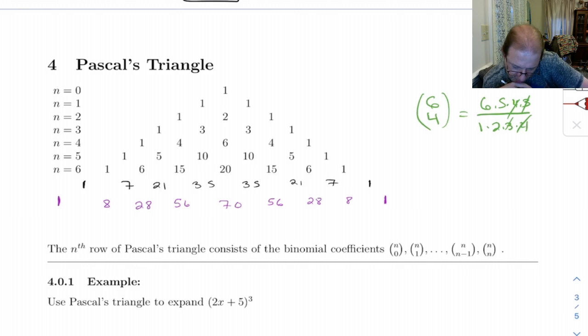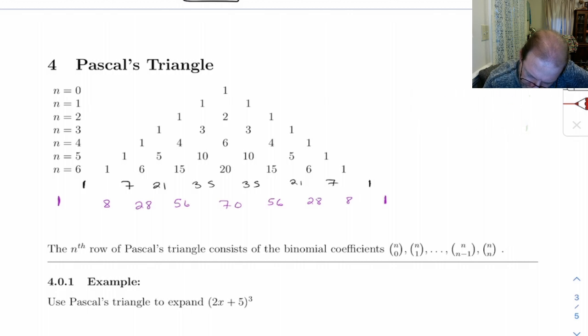All right, so this says use Pascal's triangle to expand 2x plus 5 to the third. So this is asking us to do the whole thing. I'll tell you what though, before we do that, I want to look at one more thing up here. What these are, if you take x plus 1, or better yet, let's just say x plus y to the nth power. The important thing is over here I've just got a 1 for both my coefficients. This is going to give you all the coefficients.